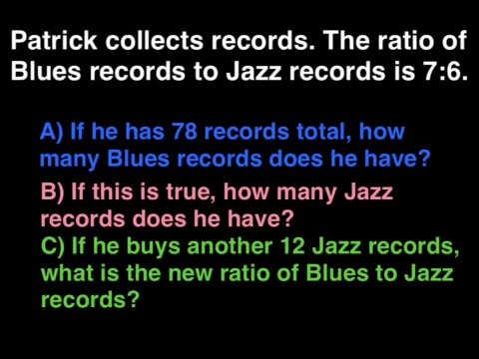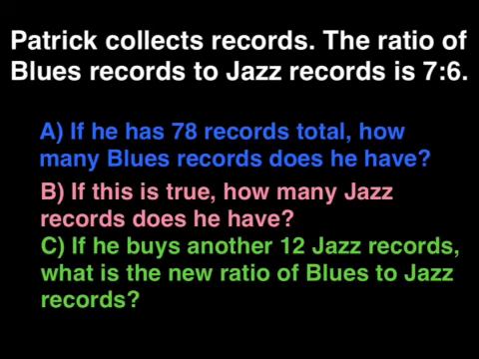Finally, here's a problem with 3 parts you're going to do completely on your own. So, I have a friend, Patrick, and he does in fact collect records. And the ratio of his blues records to his jazz records is 7:6, almost the same amount of each. A little bit more blues. So, first question, if he has 78 records total, how many of those would be blues records? Second question, following that same logic, how many would be jazz?